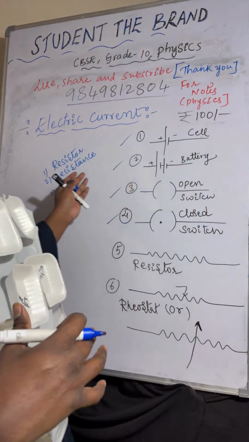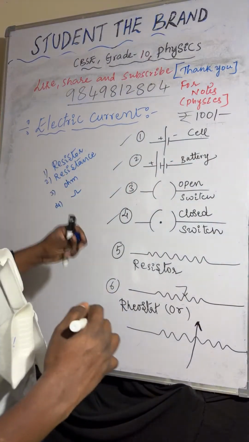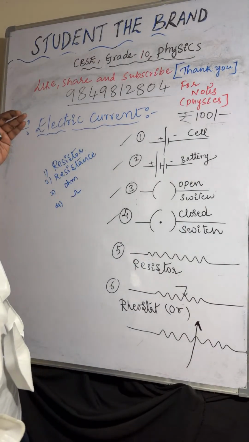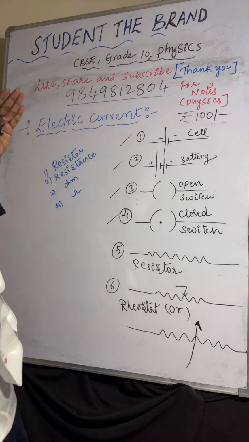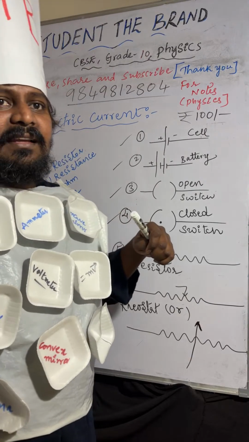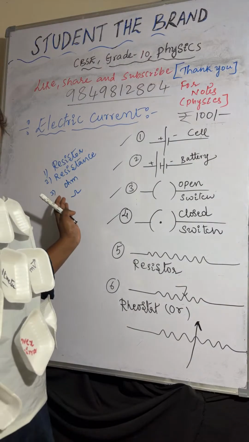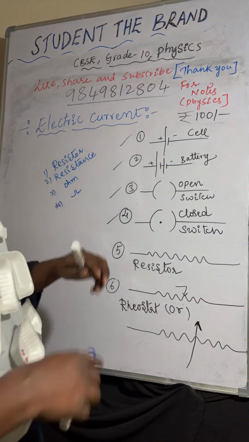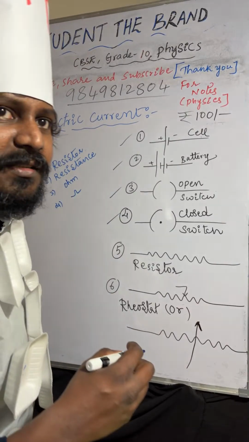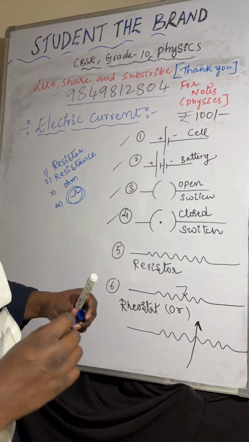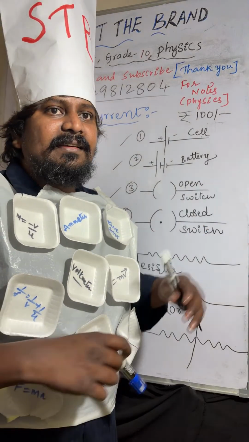Okay, so now here what we are discussing: resistor. Resistor is a device which is used to oppose the electric current. Resistance is a phenomenon of opposing the electric current. And SI unit of resistance is ohm. And this is the symbol for resistance. Is it clear? So these are the electrical elements.